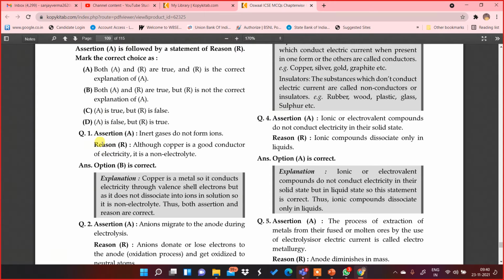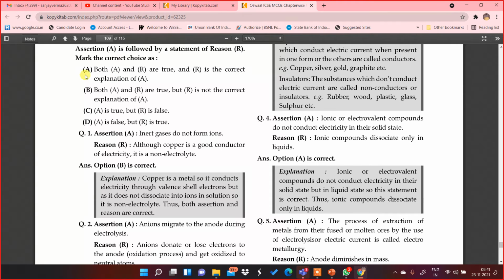Now see, I'll explain this once more. Assertion A. The statement is given: inert gases do not form ions. Is this true or not? Tell me. So you have to select your options from A, B, C or D. This is true. Assertion A is true for noble gases. And reason R: although copper is a good conductor of current, it is a non-electrolyte. This is also true. A is true, R is true. But this A and R are not related to each other in any sense. That is why we cannot say both A and R are true and R is the correct reason.